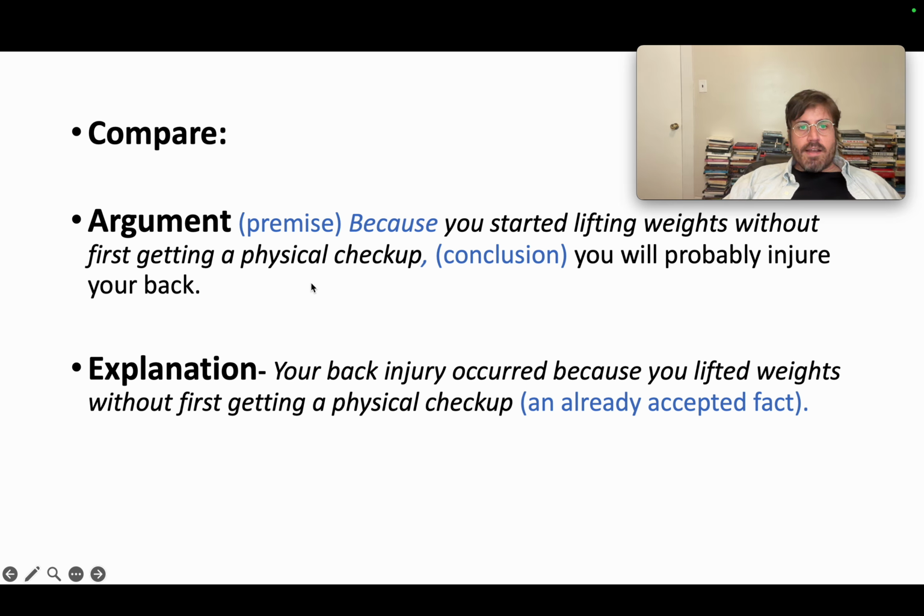Now, if we look at that second example, your back injury occurred because you lifted weights without first getting a physical checkup, this is an explanation, not an argument. Now, often medicine will be providing explanations, and they're useful. This is not to say explanations are irrelevant to everyday life. They really are. Science is in the business of providing explanations, but this is information given on the basis of an already accepted fact. It's not building premises in support of a conclusion as much as it is, in a way, trying to reverse engineer a conclusion to fit premises that are already established.